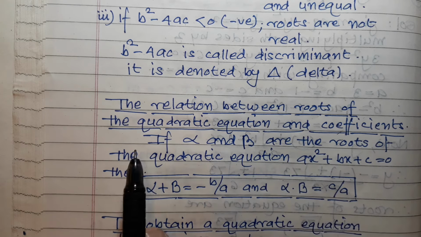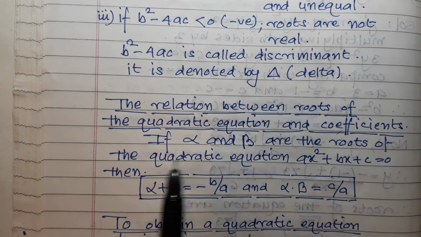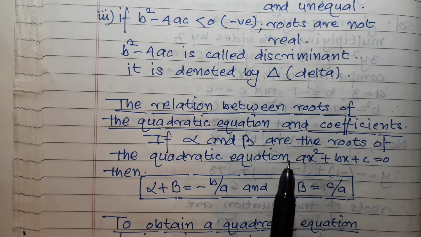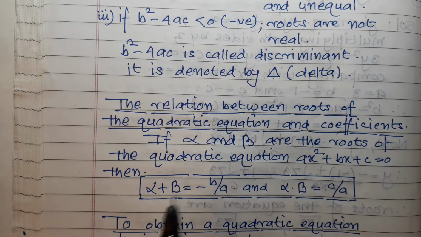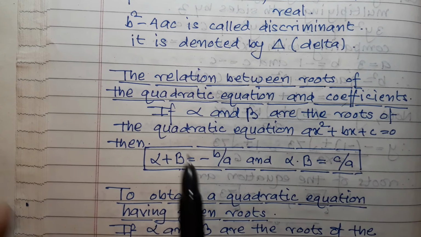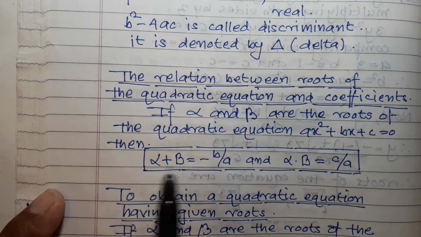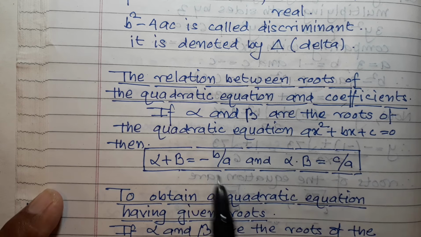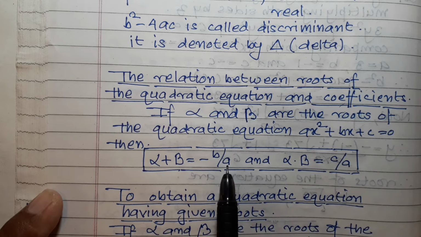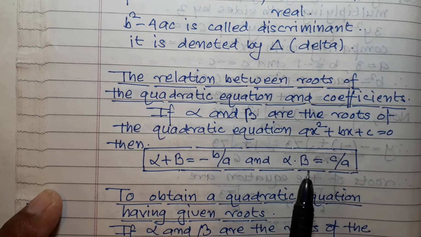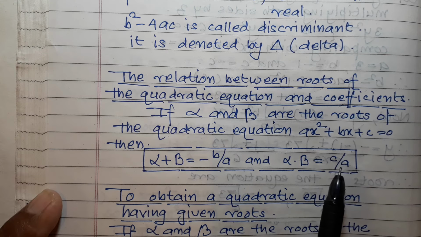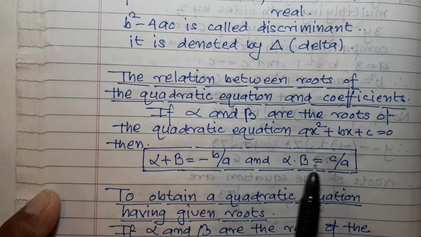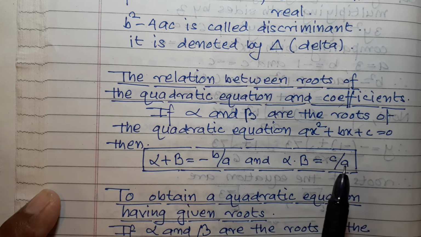Now if alpha and beta are the roots of the quadratic equation ax square plus bx plus c is equal to 0, which is the standard form, then the relation is: alpha plus beta, the sum of the two roots of the quadratic equation, is equal to minus b upon a, and alpha into beta is equal to c upon a. Now these relations are very important, so try to remember this.